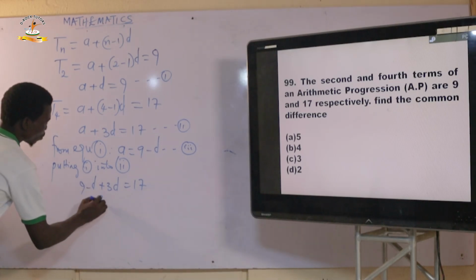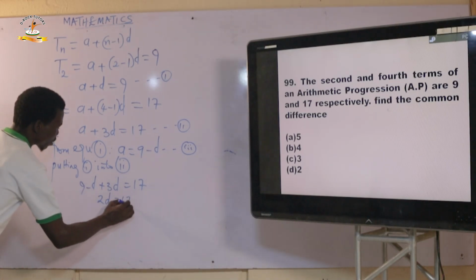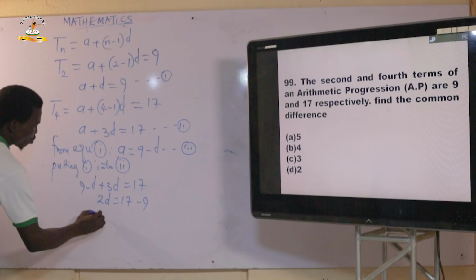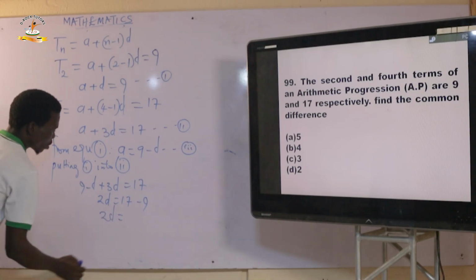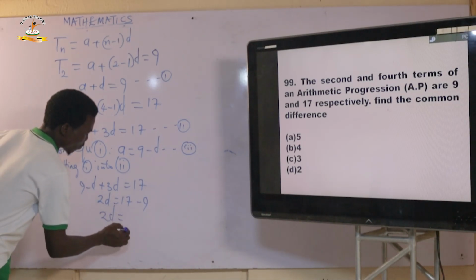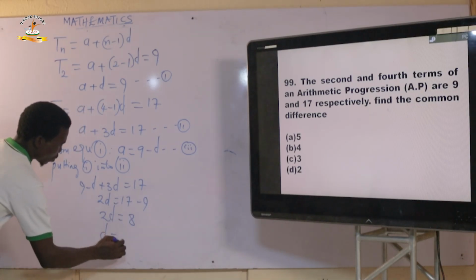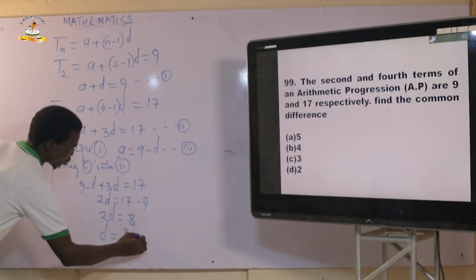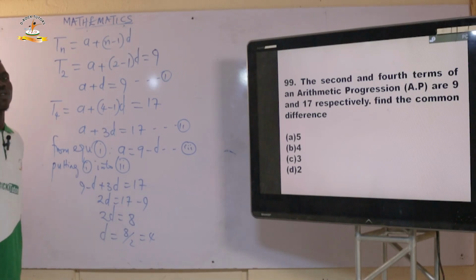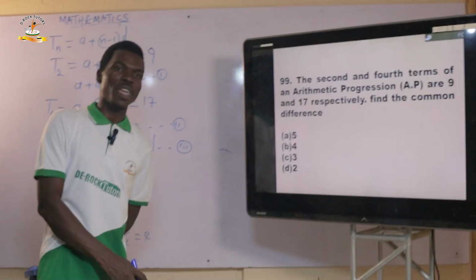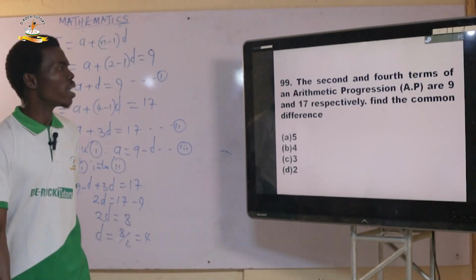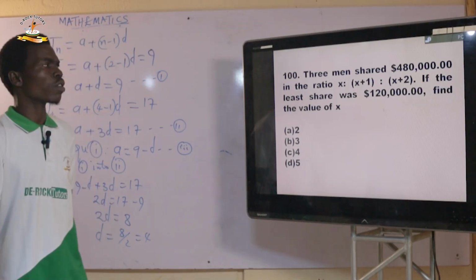What do we have? 2d equals 17 minus 9. And 2d equals what? 17 minus 9 is absolutely 8. And it means d equals 8 over 2, which is 4. So your common difference is 4, option B. Our next question. Alright, this is question 100.